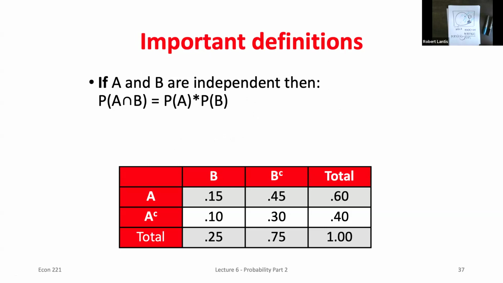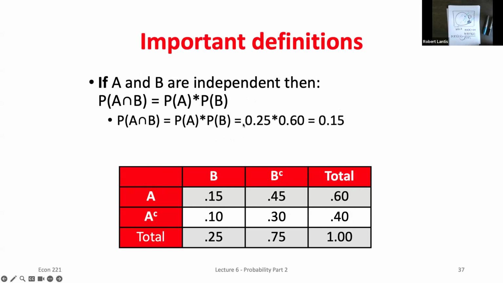If they are, I can find the probability of the intersection by taking the probability of A times the probability of B. How can I prove this to myself here? Well, notice, what's the probability of the intersection? We already know it's 0.15, but if I take the probability of A and the probability of B, 0.25 times 0.6, sure enough, I get that 0.15.